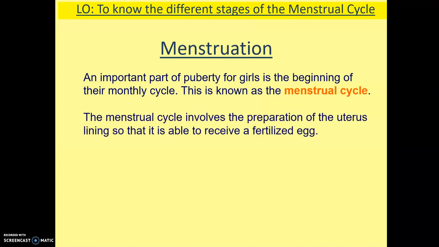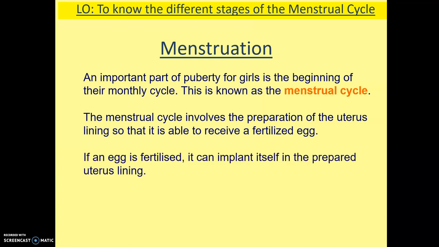The menstrual cycle is basically involved in the preparation of the uterus lining, from last lecture, so that it is able to receive a fertilized egg. I'm going to repeat that again. The menstrual cycle involves the preparation to get ready the uterus lining, like we learned last lesson, so that it is able to receive a fertilized egg.